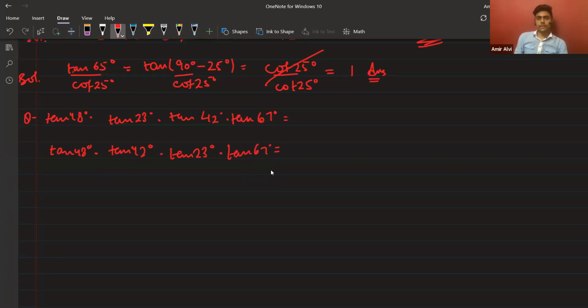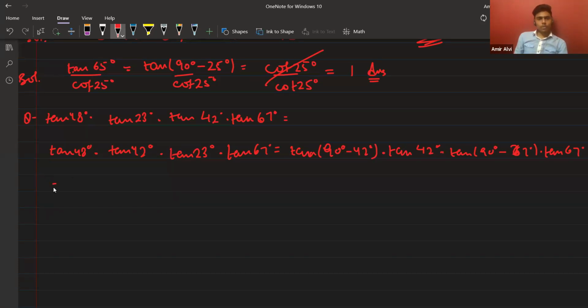Okay, next thing. Can you write tan 48 as tan of 90 degree minus 42 degree? Yes or no? Yes, sir. Tan 42 will be as it is. Can you write tan 23 as tan of 90 minus 67? Tan 67 will be as it is. Yes or no? Yes, sir. Very good.